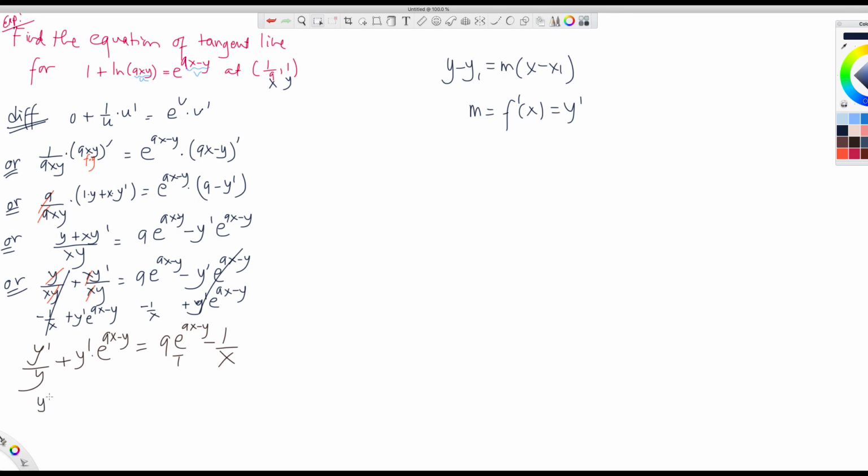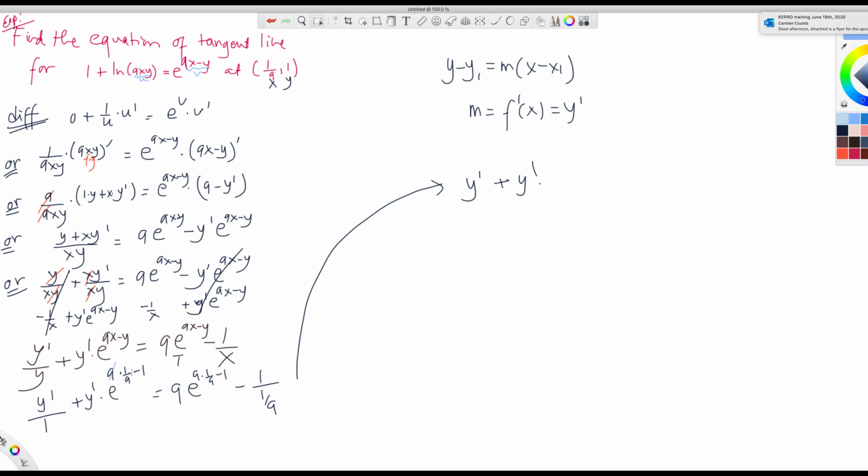So that is y prime over y, which is 1, plus y prime times e to the 9 times 1/9 minus 1, right? Because x is 1/9, equals 9 e to the 9 times 1/9 minus 1 minus 1 over 1/9. You see that? So I just plug in the x and y values there. So what is next is, let's simplify that. Y prime over y, 1, is y prime plus y prime times, well, how much is that? E to the, so 9 times 1/9 is 1, right? So 1 minus 1 is 0. E to the 0 is basically 1. So that value is basically 1.